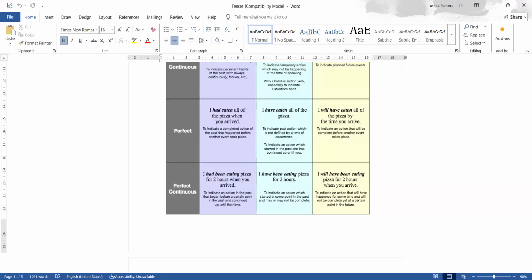जब ये मेरा core sentiment होता है, that is where we end up using the perfect continuous tense.